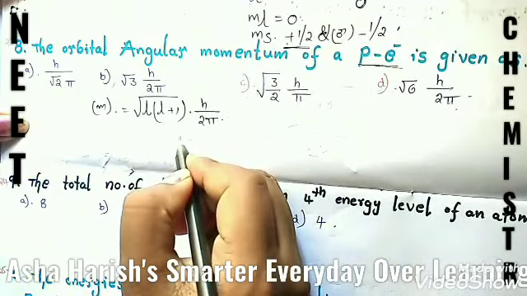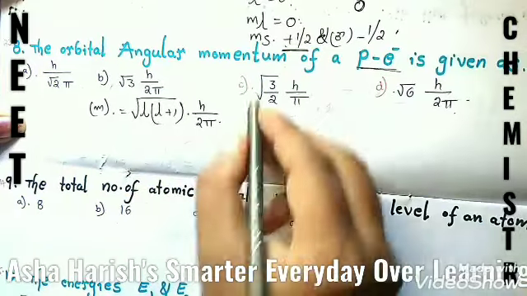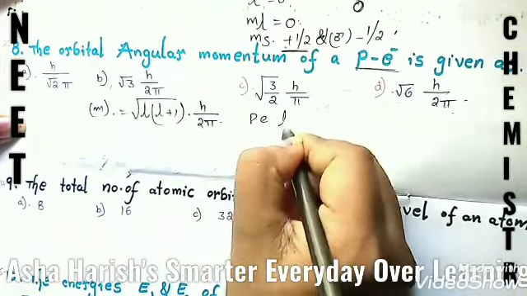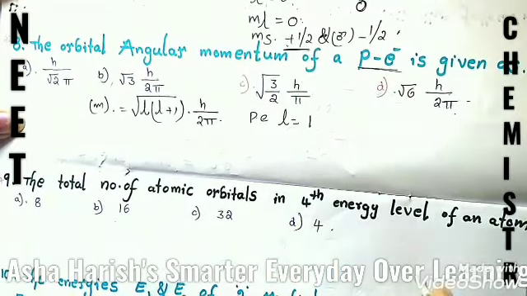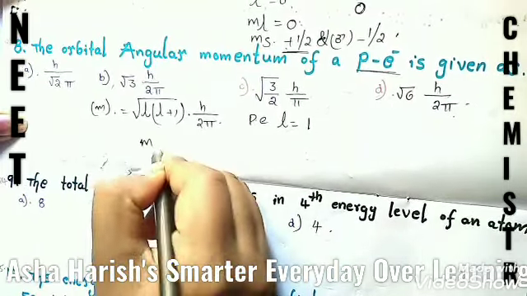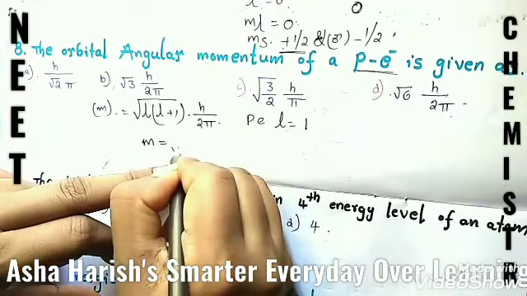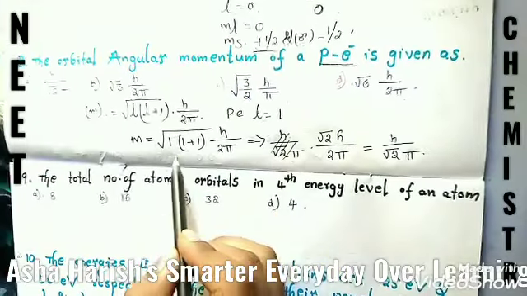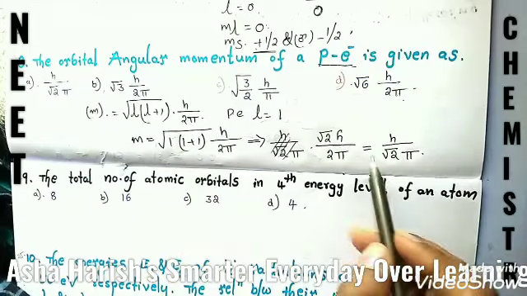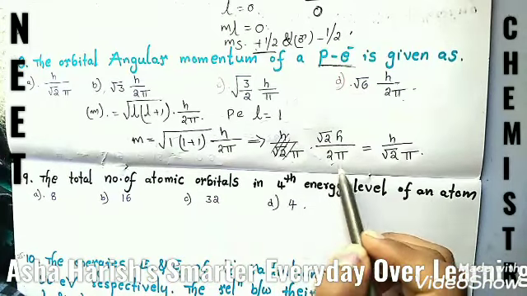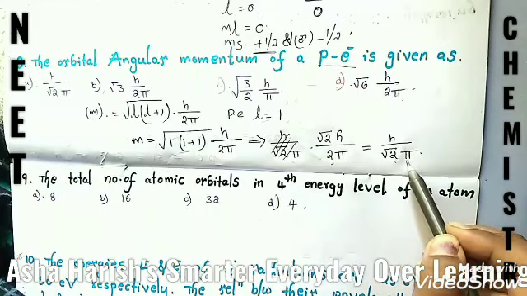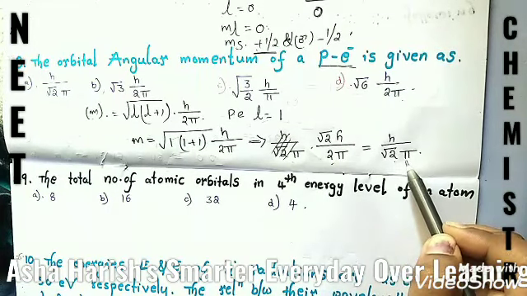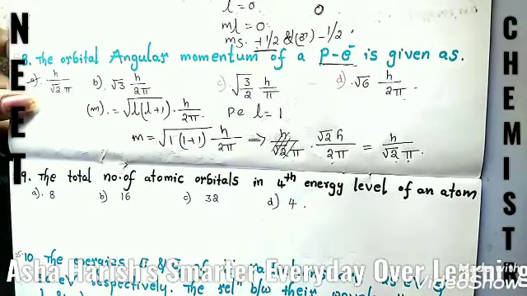For p electrons, the L value is 1. So from this we can do the calculation: the angular momentum is equal to root 2 h by 2 pi, and the final answer we should get is h by root 2 pi, and that is option A. H by root 2 pi is the correct answer for this.